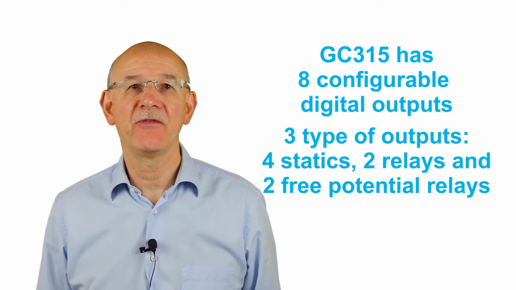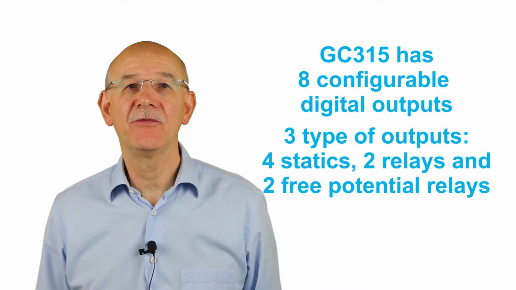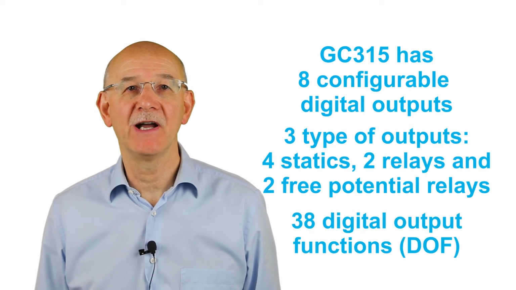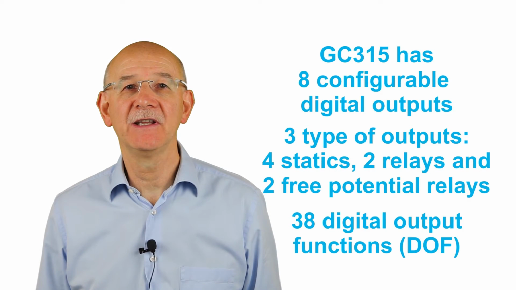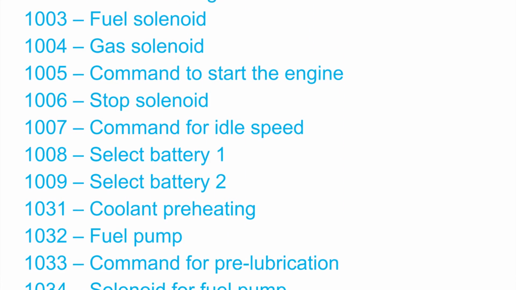GC315 has 8 configurable digital outputs. There are 3 different types of outputs. The reason is that some outputs are mainly dedicated to specific functions, although they are fully configurable. It is possible to select the output function among a list of 38 different ones. You can find a list of available digital output functions in the technical handbook of GC315 at paragraph 5.6.4. Function 103 and/or logic is used for configurable logic.